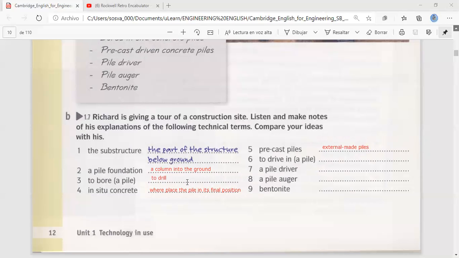Let's listen about to drive in a pile. You got that is using the big hammer. It's using a big hammer, and he can make a pile with a big hammer. Okay, it's the part where he mentions the boom, boom, boom. Let's listen.